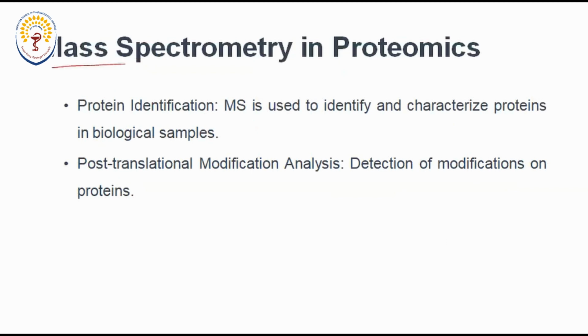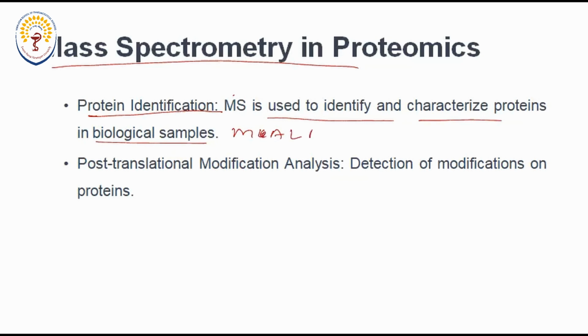Now, the application of mass spectroscopy in proteomics. In proteomics, it can be used for protein identification. As I have already told you, it is used to identify and characterize protein, and I have already told you about MALDI. Now it is also used in post translational modification analysis. You have modified the protein and now you're detecting the modifications that you have done.